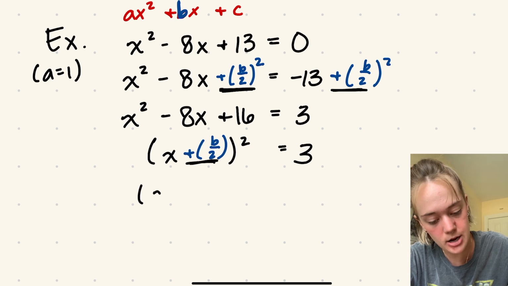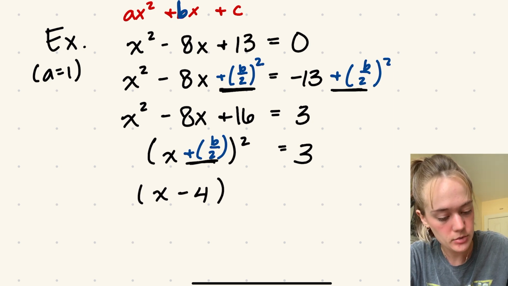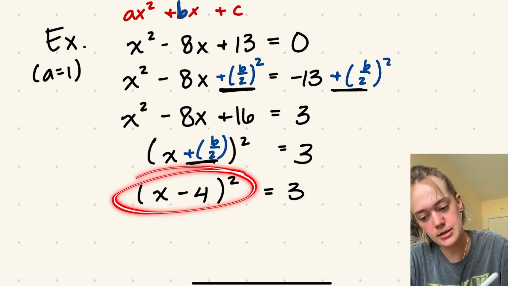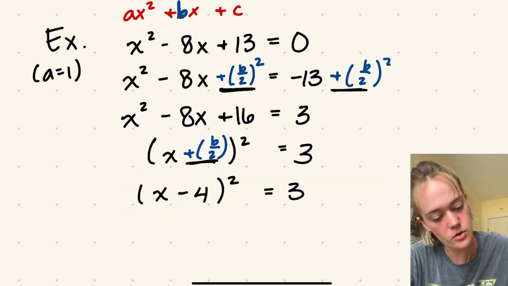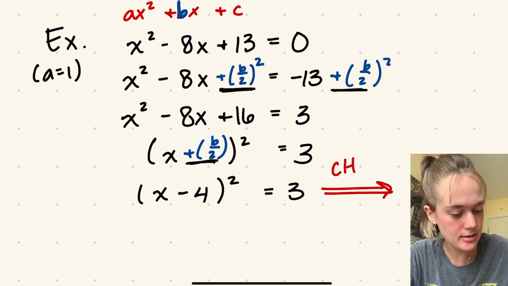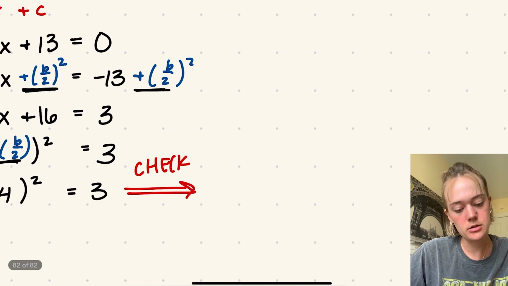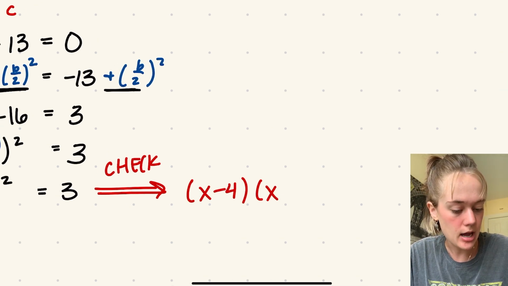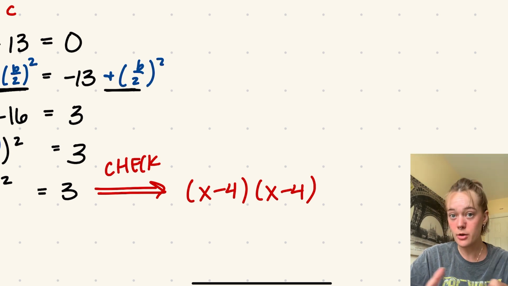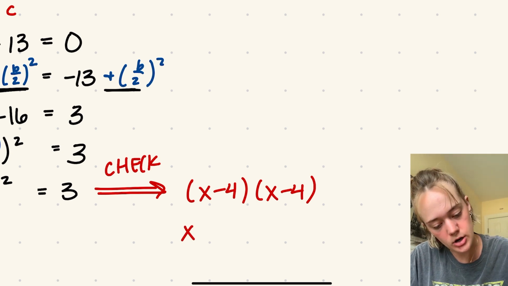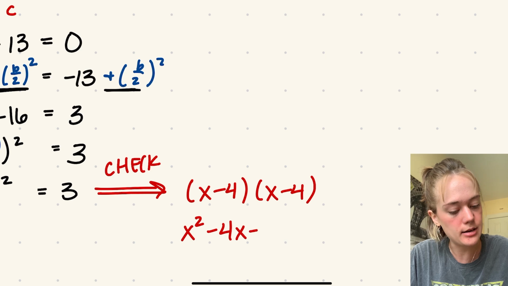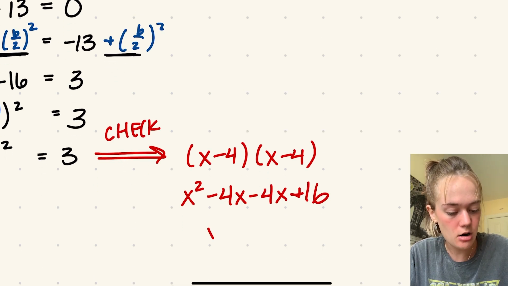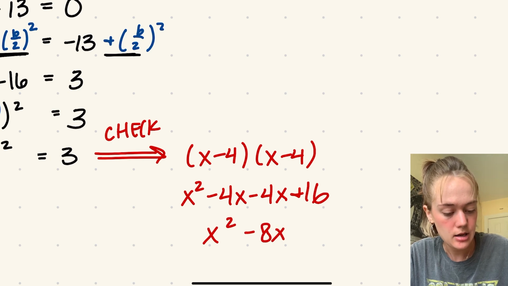So what is my b divided by 2? It's going to be my minus 4 squared. And I'm going to have that equal to 3. So let's just check that this makes sense, right? So let's do a quick check to see where that comes from and what we're really doing. So x minus 4 squared is the same thing as x minus 4 times x minus 4. And if we multiply that out using FOIL, first, outer, inner, last, first term's x squared, outer term's minus 4x, inner minus 4x plus 16, combine those like terms and we'll get x squared minus 8x plus 16.